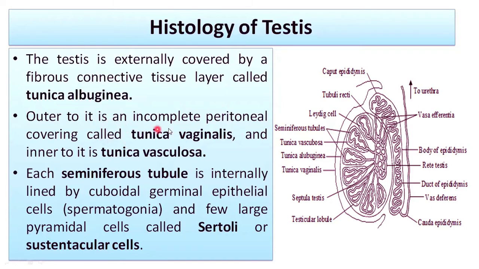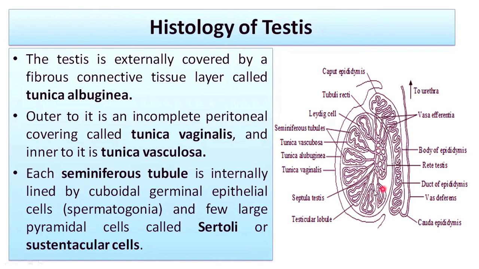Outer to it is an incomplete peritoneal covering. After tunica albuginea, there is a layer of tunica vaginalis, and the inner layer is known as tunica vasculosa. How is this tunica vasculosa? A thin membranous vascular layer. Now, each seminiferous tubule is internally lined by cuboidal germinal epithelial cells. From this diagram, I am going to explain how. And a few large pyramidal cells, that is the Sertoli cells.